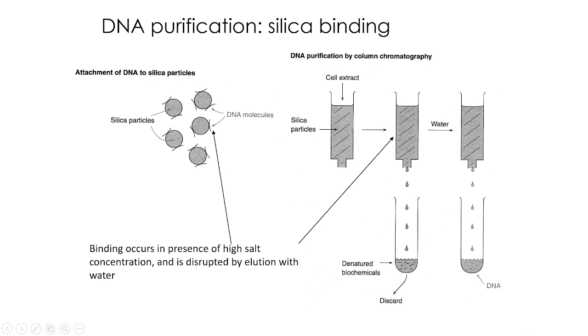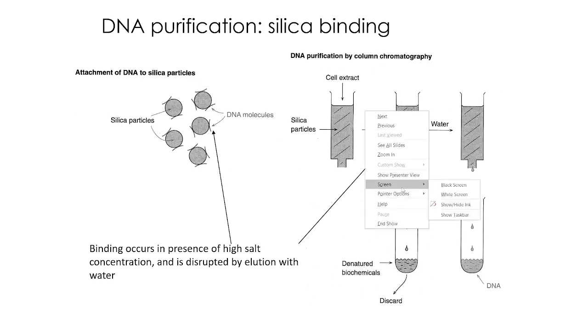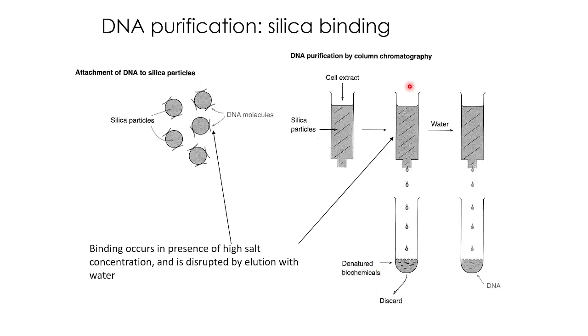When you are washing it, you have a wash buffer as well. In that wash buffer you have the denatured biochemicals and all the other discards, which come down when you are washing it. That is how you are cleaning up your DNA, but it does not elute. When you put water, keep it for some time and then centrifuge it, what you get is the DNA. So in this manner you can purify your DNA via the silica binding technique.